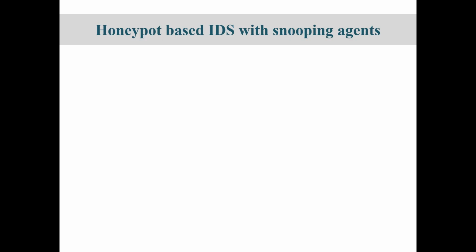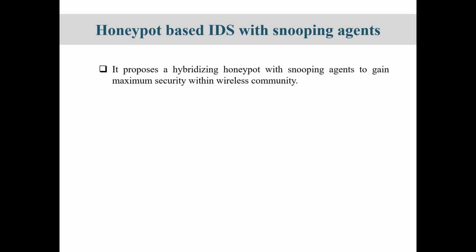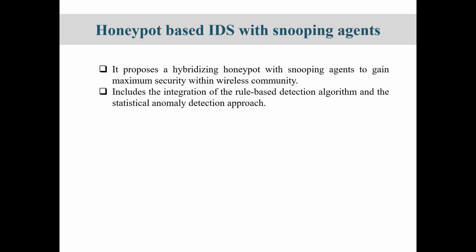A lot of work has been done in this field. Let's discuss some of them. The first one is honeypot based intrusion detection system with snooping agents. This system proposes hybridizing honeypot with snooping agents to gain maximum security within wireless communities. It includes the integration of the rule-based detection algorithm and the statistical anomaly detection approach.